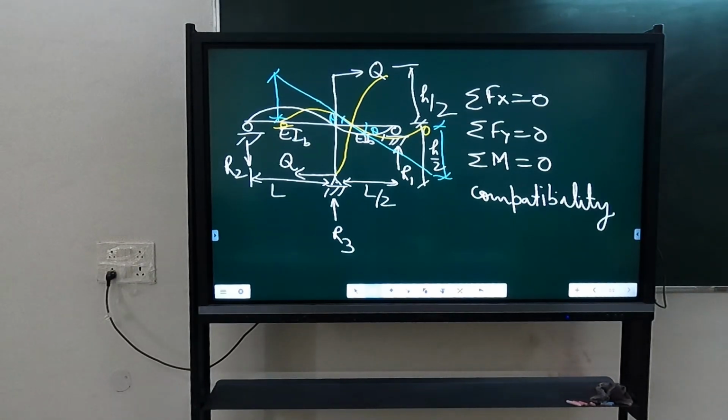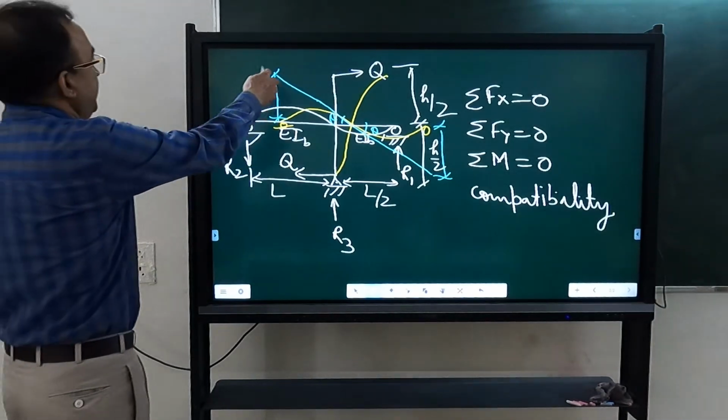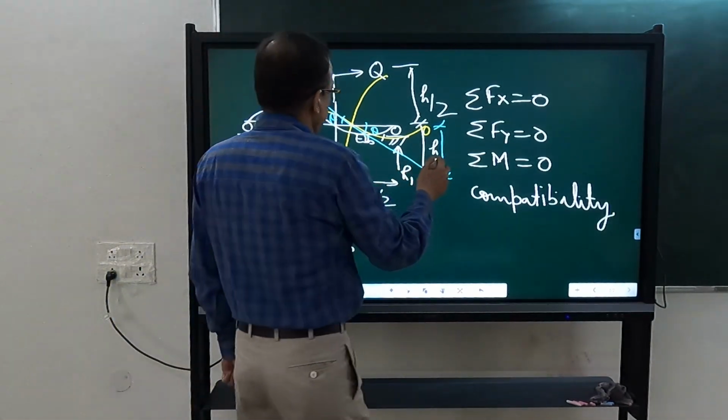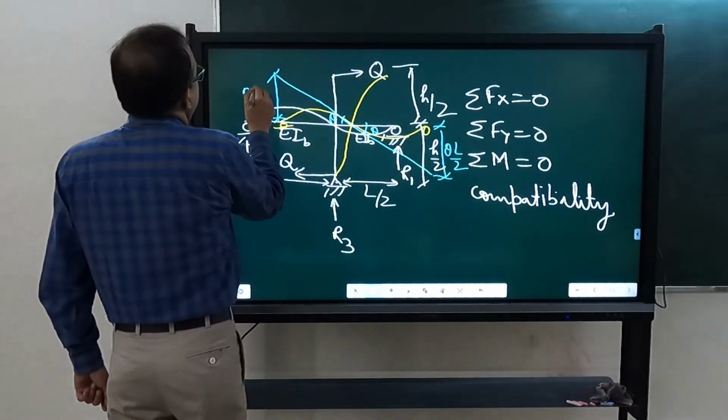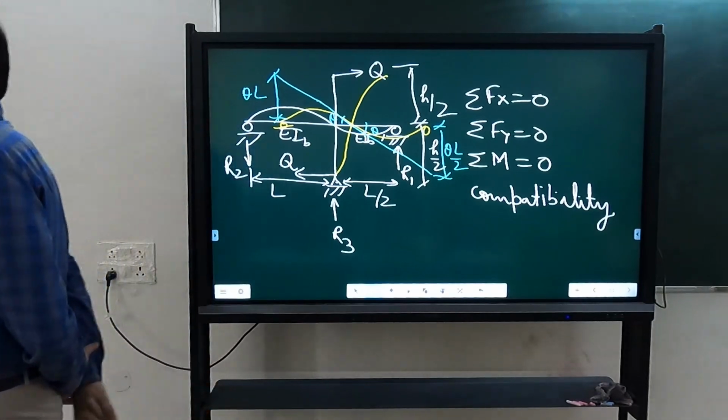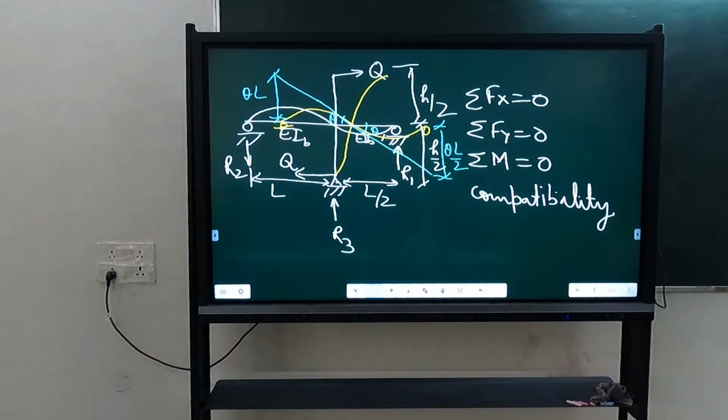You think left and right angle will be different? No, angle will be similar because of compatibility. Yes, it will be 90 degrees. What will be different? Delta will be different. Here the delta is going to be theta L by 2 and here it is going to be theta L. So delta is different, theta is same.